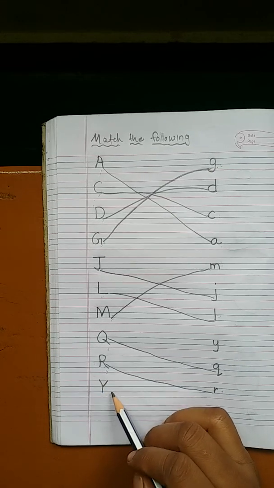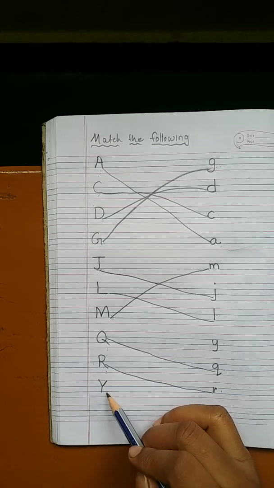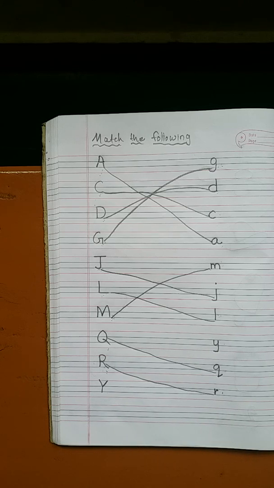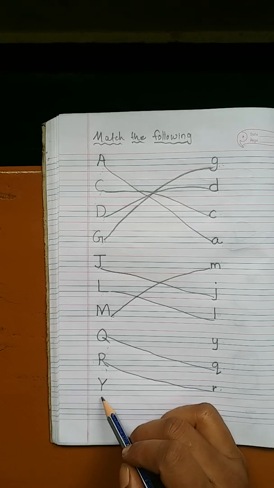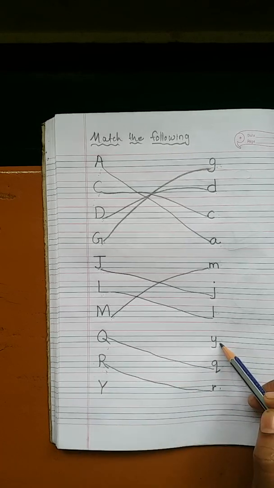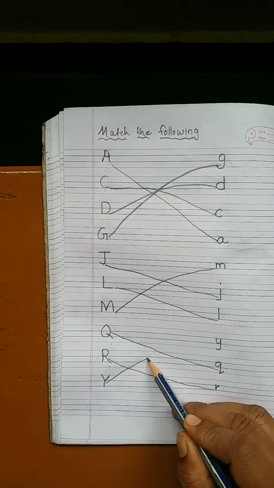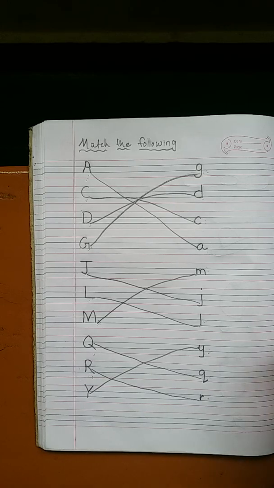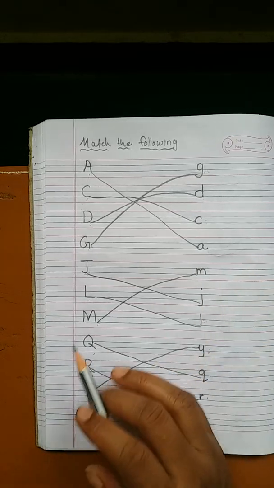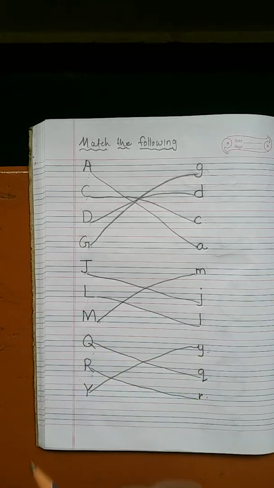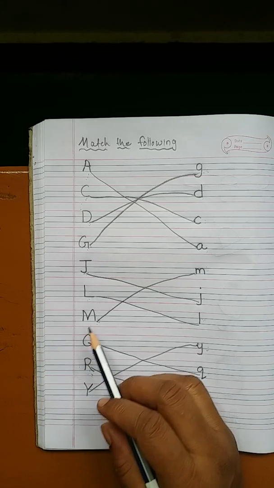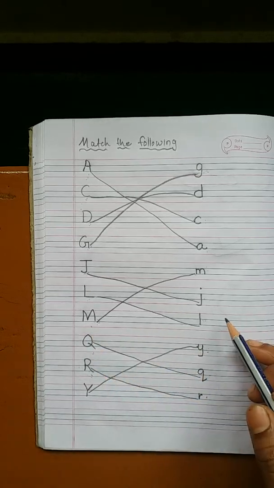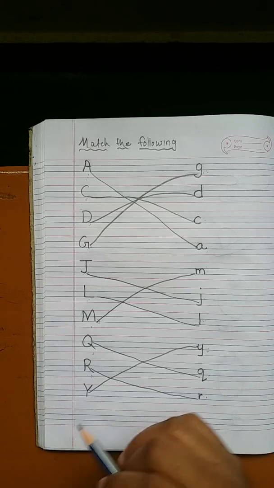Now see, children, here capital letter Y. Here capital letter Y and this is small letter y. We have to match it. Okay. I hope you understand. This exercise today you have to do in your English copy. With capital letter we have to match with small letter. Okay.